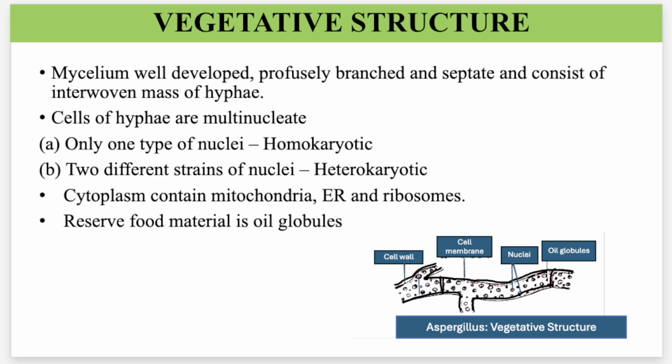Then if we talk of its vegetative structure, the mycelium is well developed, branched, septate, and multinucleate in condition. If one type of nuclei is formed it is homokaryotic, and if two different types of nuclei are formed, then it's heterokaryotic, right? So in this, multinucleate condition is formed, right? Septa are formed in between, and the reserve food material is oil globules.